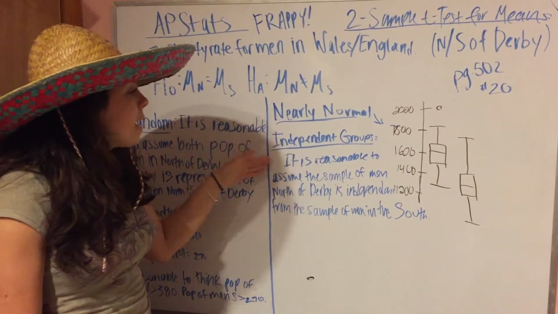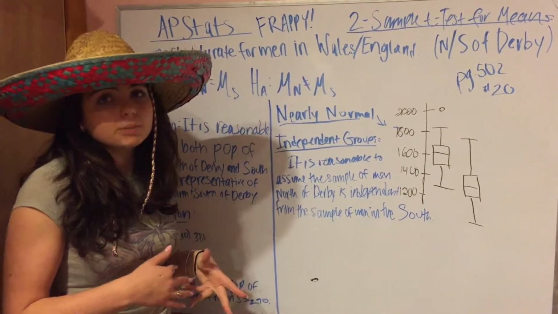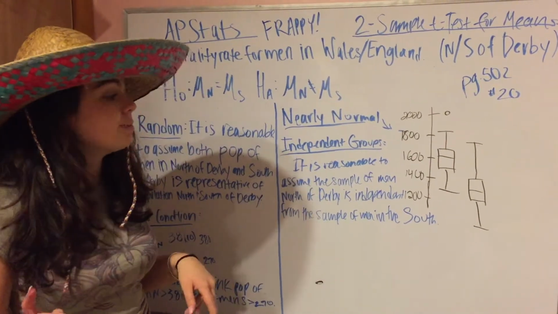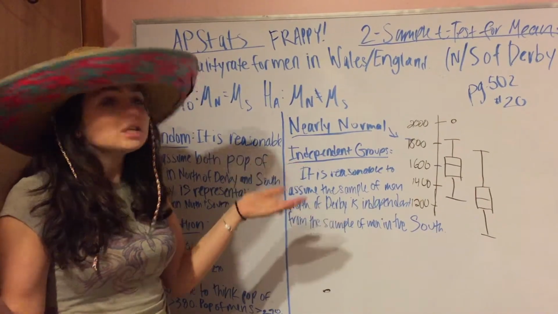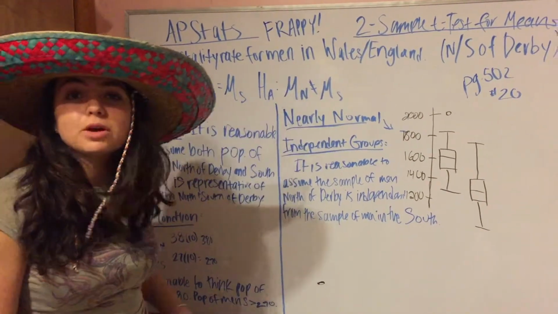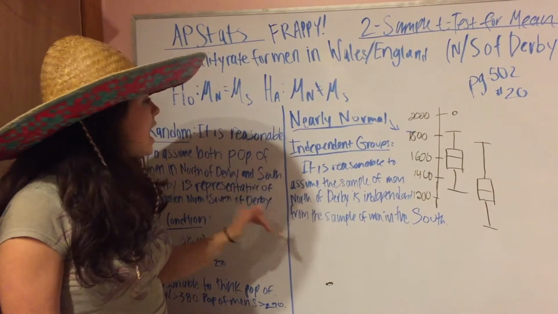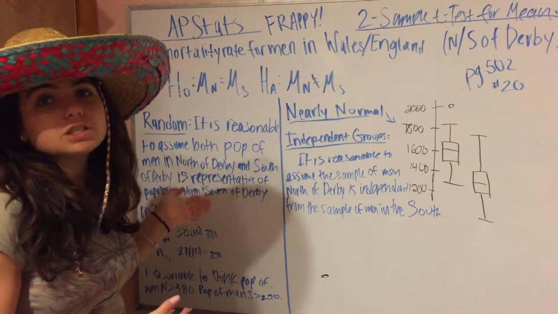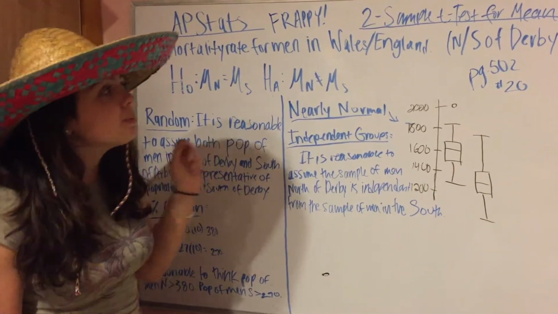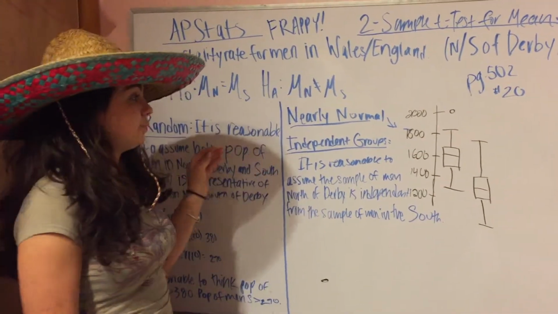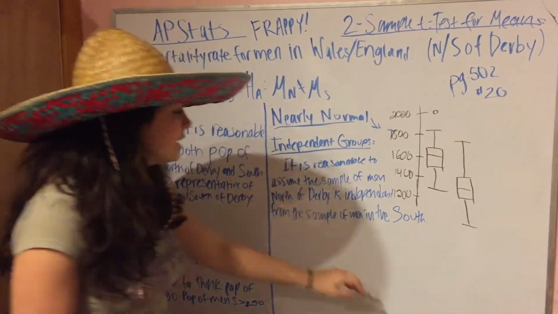Now, moving on to the independent groups. It is reasonable to assume the sample of men north of Derby is independent from the sample of men in the south. Now, how do we know this? Just because we do. They're independent. They have to be, or else we couldn't run this test. So it's reasonable to assume that they are independent. And you just state that and you move on. And now all of our conditions are met. So we can proceed to calculate a two-sample t-test for means using the degrees of freedom that I will write down soon.